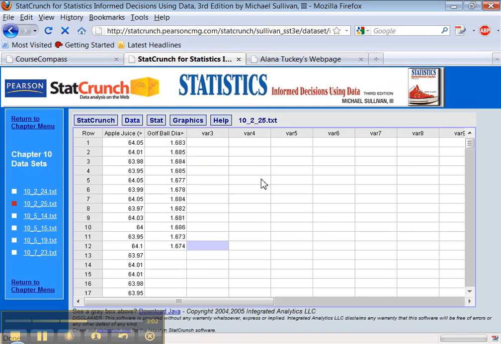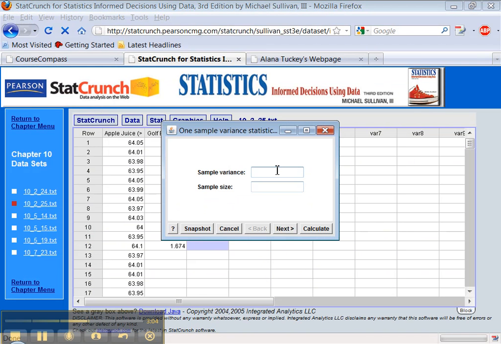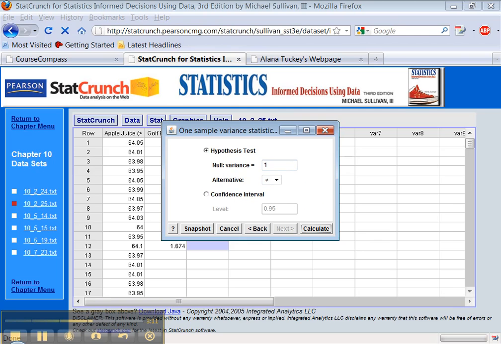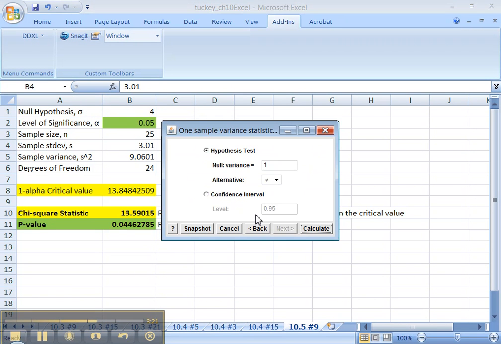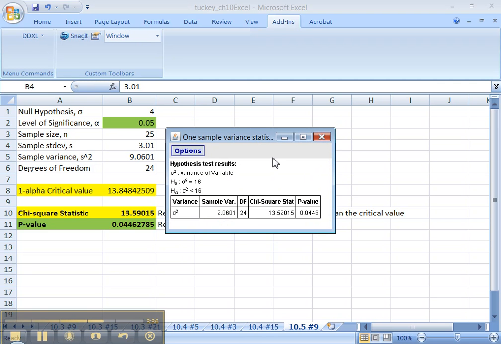Let me go back to StatCrunch. Oops, it's over here in the Java thing. 9.0601, sample size was 25. Next, our null variance is assumed to be, null variance, careful. The null hypothesis standard deviation is 4, so the null variance is 16, right? 4 squared makes 16. Variance is the square of standard deviation. And this was a left-tailed test. I'm going to go less than, and then say calculate. All right, there we go.